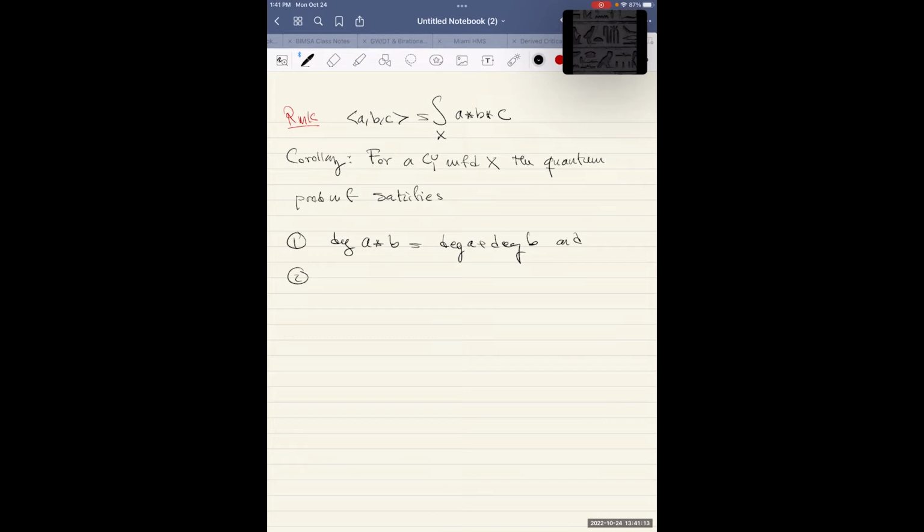Moreover, if A is a cycle in H^{P,Q} of X, and B is a cycle in H^{R,S} of X, these are complexified, then A star B is a cycle in H^{P+R,Q+S} of X. Mahaj decomposition. So how do we see that?